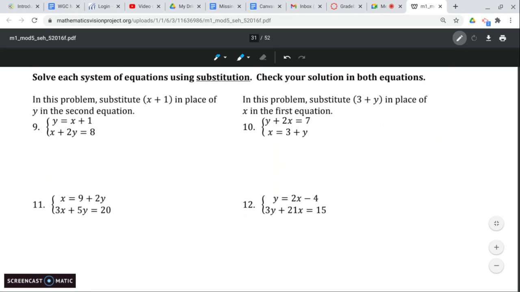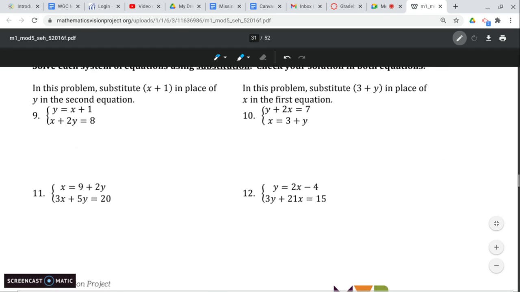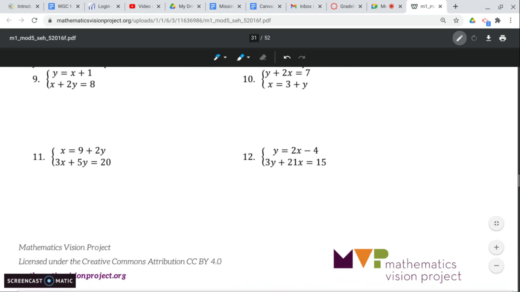All right, so the one we're going to take a look at is number 11 down here. So notice on 9 and 10, it tells you what to start with. So that's why I'm not going to do those with you. So on number 11, we have x equals 9 plus 2y, and 3x plus 5y equals 20.